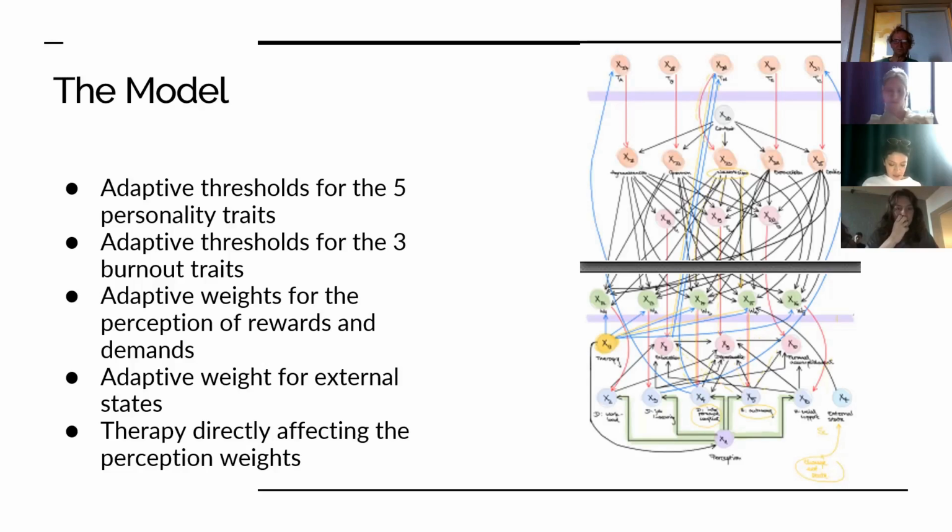Then we have created two weight vectors and threshold vectors for the five personality traits and for the burnout state. We have modeled these five personality traits in a given context. So the yellow lines, they're difficult to see, but the yellow lines focus on our main scenario, which was how does a person with a high risk of neuroticism react to therapy, and what are the odds of developing burnout given this.